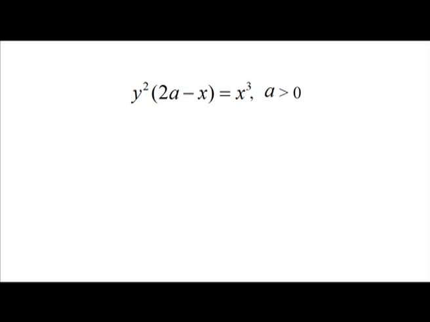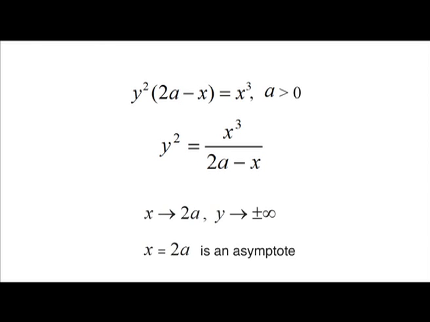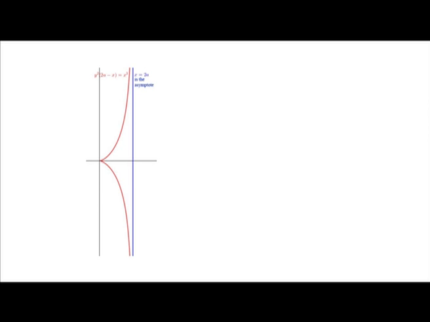As a third example of vertical asymptote, consider the equation y square into (2a minus x) equal to x cube, where a greater than 0 is arbitrary. The given equation can be written as y square is equal to x cube divided by (2a minus x). And from this, it can be seen that as x goes to 2a, y goes to plus or minus infinity. So the line x is equal to 2a is an asymptote to the curve given by the equation y square into (2a minus x) equal to x cube. The graph and corresponding asymptotes for each value of a is shown in the figure.